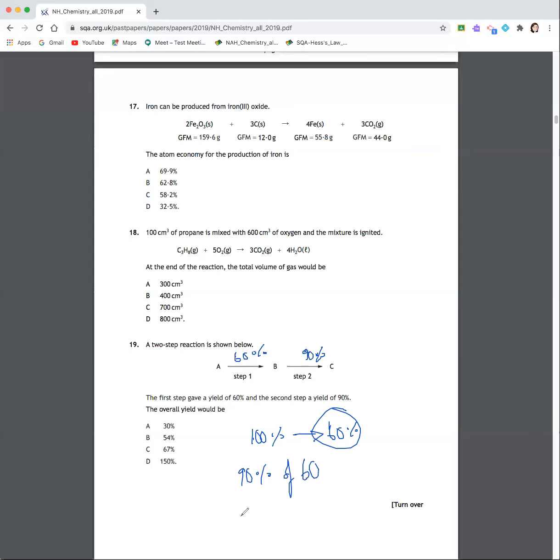People find percentages differently, but you're essentially finding 90% of 60. So that could be 90 over 100 times 60, or the way I usually do it is change the percentage to a decimal, so I would do 60 times 0.9, but either way you're going to get the same answer. If you do that, that gives you 54%, so you're going to end up with an overall yield of 54% for this reaction.